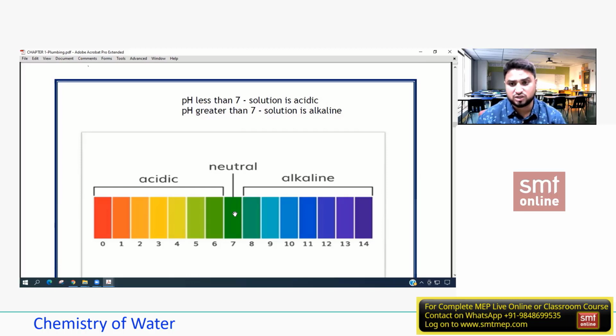That is also not safe. So we need to check that as per the parts per million, that is ppm. We'll be seeing that also.